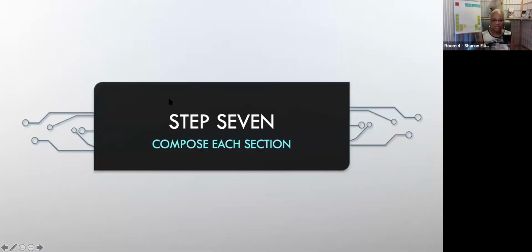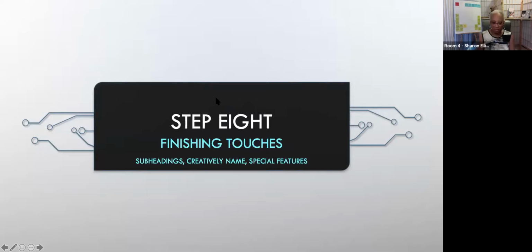Okay. Step 7. Now you compose each section of the chapter, including PEER, in each section. Now you're going to just write it out. Subheadings, creatively name the subheadings even, including those special features that your proposal said was going to be in the book. You make sure all of that goes into this extended outline. So step 7 is compose. So actually write each section.